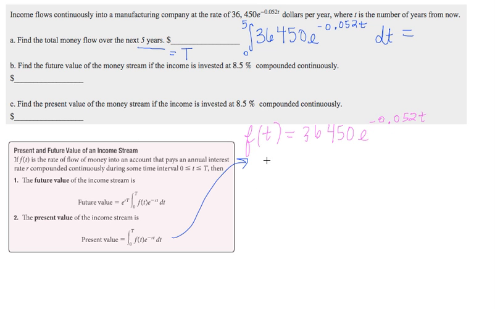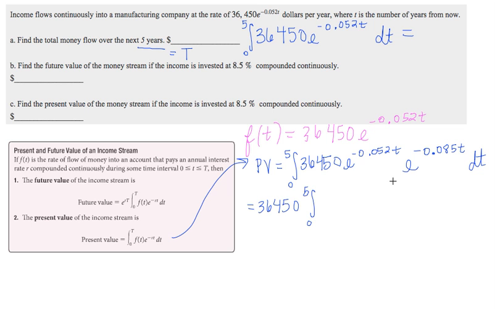So for the present value, it's the integral from 0 to 5 of the rate, 36,450 times e to the negative 0.052t. That's F of t times e to the minus rt. Here r is the interest rate at which it's being compounded, so 0.085, so times e to the negative 0.085t dt. Okay, so before we integrate, let's pull out this constant, 36,450.